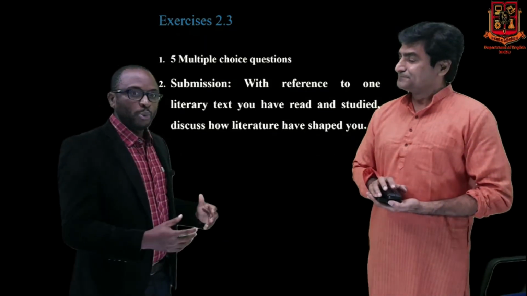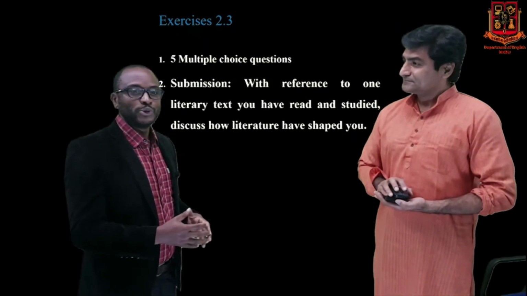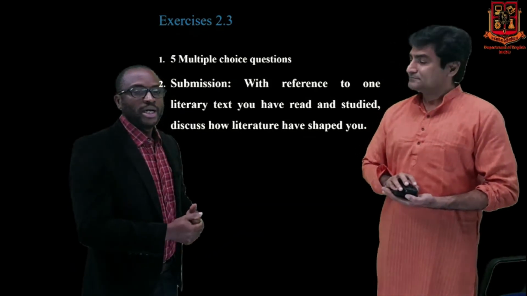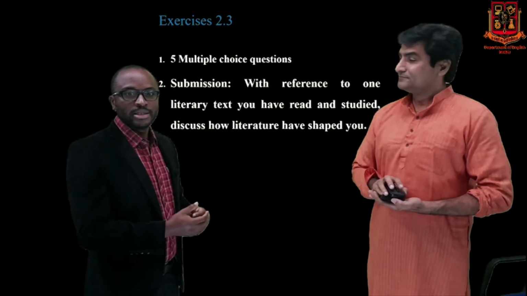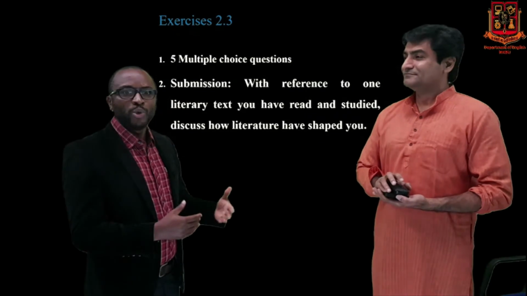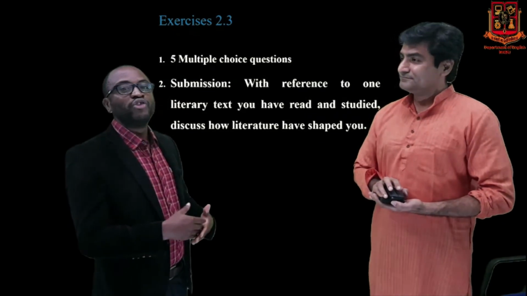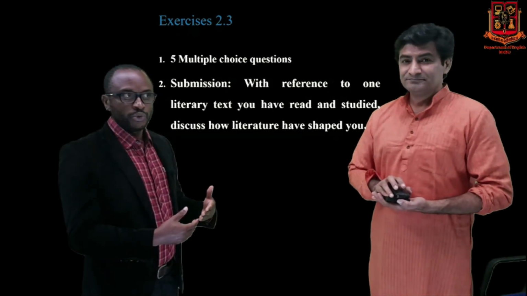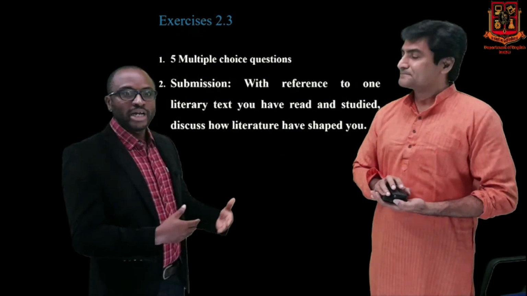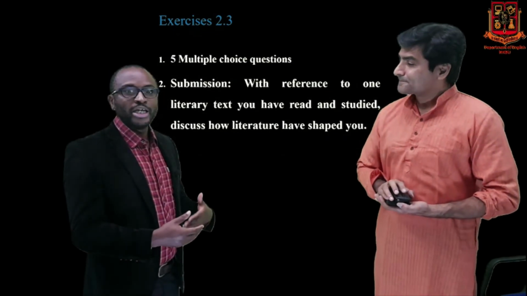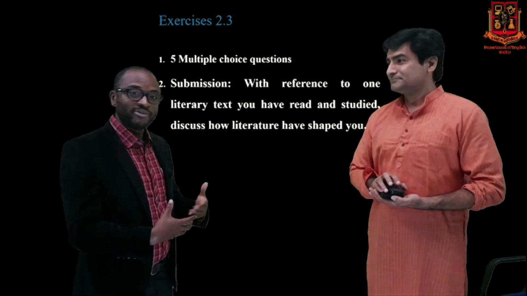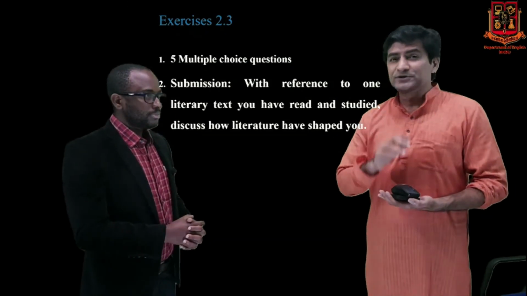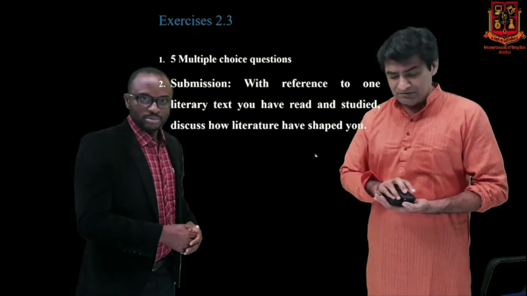After 2.3, they have to do also two exercises. The first exercise is about multiple choice questions, and the second exercise is about how literature shaped you. So they have to rewrite their write-up in 2.1. So they have to write their answer to this, and by including these logical connectors that we have seen in this part. Okay.